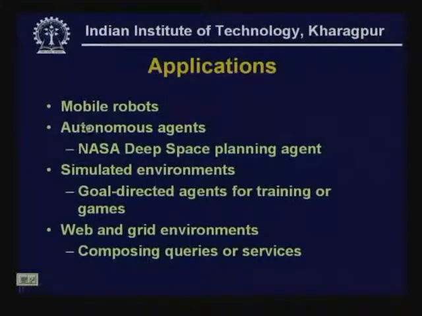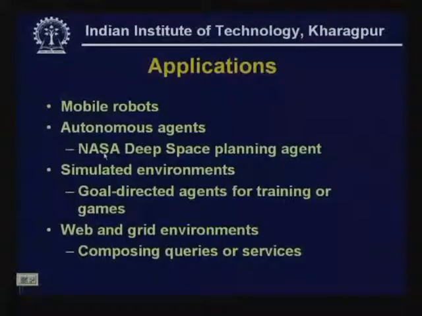Let's look at some applications of planning. Mobile robots. In fact, mobile robots were one of the initial goals of AI, and mobile robots need to do planning on a very large scale for navigation, for task planning. So different types of planning are involved for mobile robots.